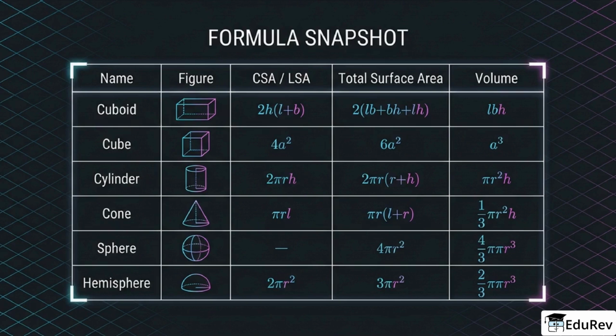Sphere surface area equals 4πr². V equals 4/3 πr³. Hemisphere CSA equals 2πr². TSA equals 3πr². V equals 2/3 πr³. Use these formulas together with the rules about hidden surfaces and conservation of volume to solve combined solid problems.